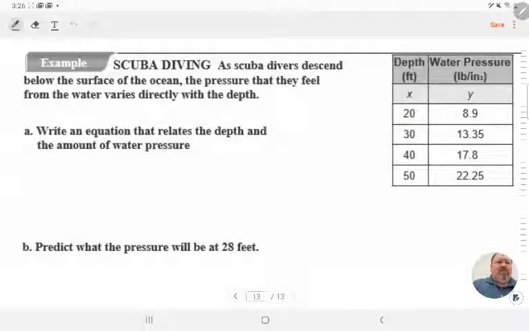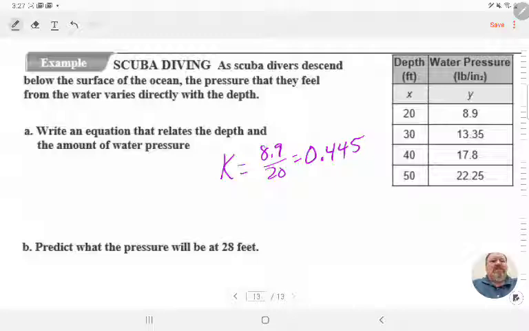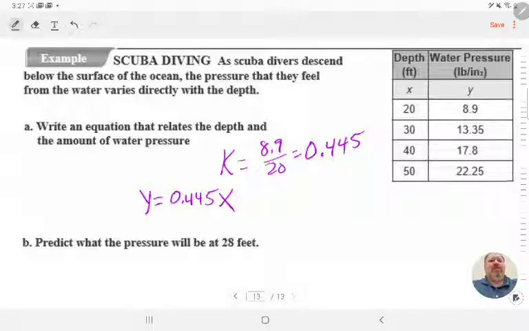All right. So here's one that says, as scuba divers descend below the surface of the ocean, the pressure that they feel from the water varies directly with the depth. So write an equation that relates the depth and the amount of water pressure. All right, so first I have to find the k. Again, I can use either point up here because it tells me it's a direct variation. So I can just simply use the first one. I can use 8.9 divided by 20. Well, 8.9 divided by 20 is 0.445. So I would say y equals 0.445x. That would be my equation.